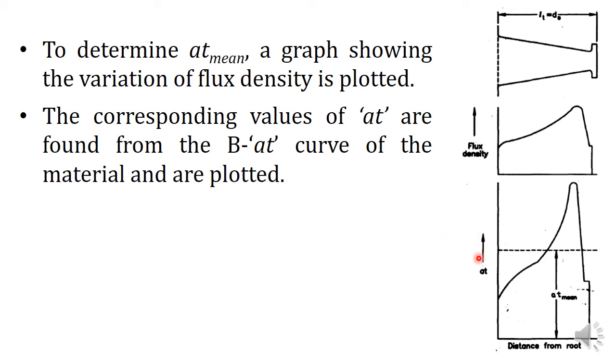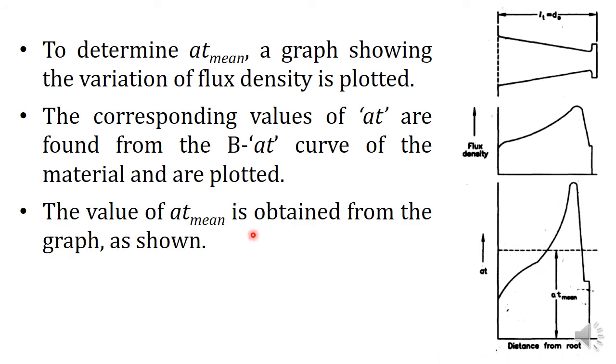Then the corresponding values of AT, that is H, are also plotted according to the material used for the teeth. The corresponding values of AT are found from the BAT curve, that is the BH curve of the material, and are plotted. So we will get a plot like this. Then the value of AT mean is obtained from the graph as shown. This is the mean value, that is the average value of this curve, which is calculated.